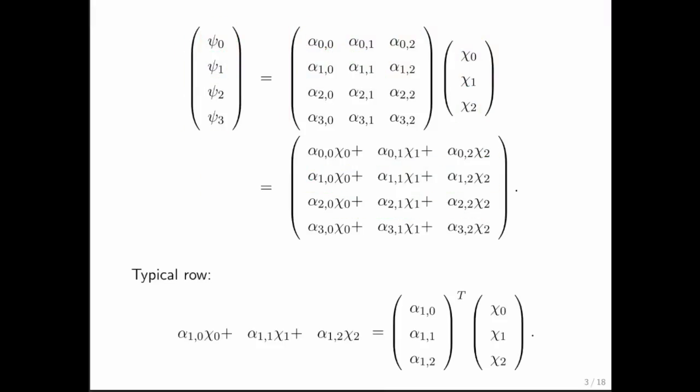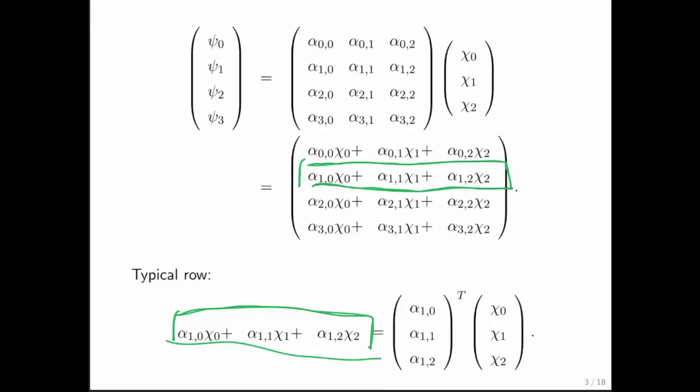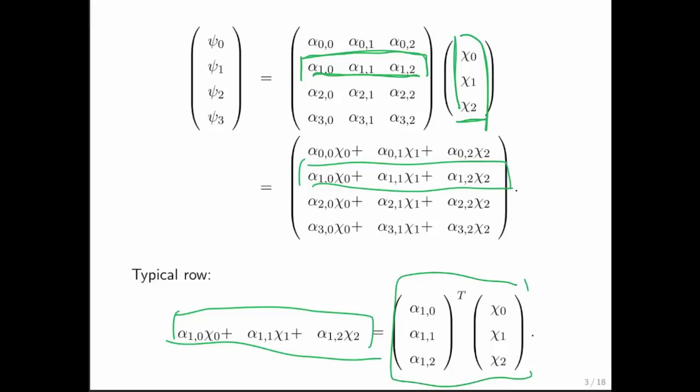If you look at a typical row in this result vector right here, what you notice is that that's just a dot product of this row of the matrix A with the vector x. That's stated right here. So to compute components of y, all one has to do is do a dot product of the corresponding row of A with the vector x.